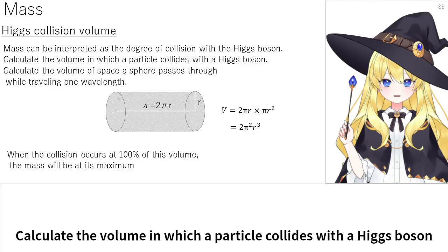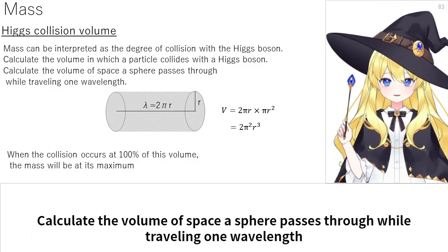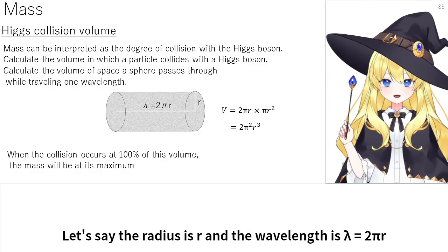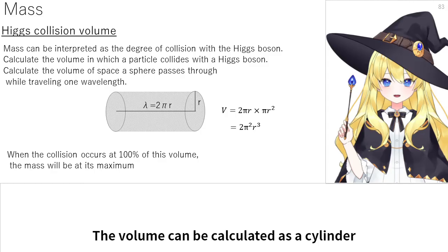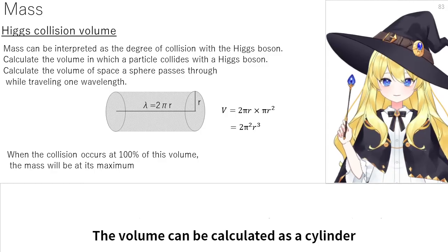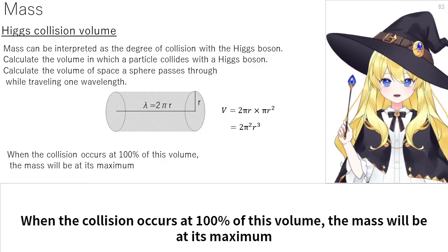Calculate the volume in which a particle collides with the Higgs boson. Calculate the volume of space a sphere passes through while traveling one wavelength. Let's say the radius is r and the wavelength is lambda, so the circumference is 2 pi r. The volume can be calculated as a cylinder. When the collision occurs at 100% of this volume, the mass will be at its maximum.